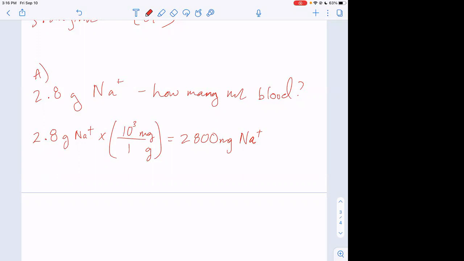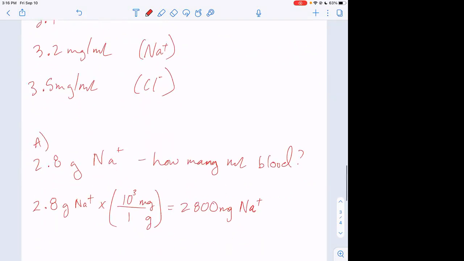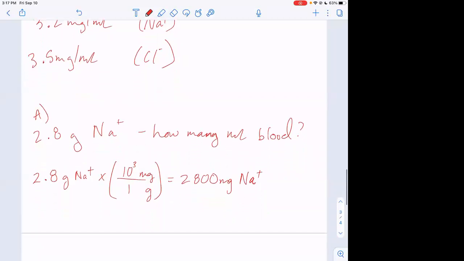So now what can we do? I need to scroll back up. Now we can use this relationship right here, because this says 3.2 milligrams of sodium ions is in 1 milliliter of blood. There's an understood 1 here. So we're trying to figure out what volume of blood would contain 2,800 milligrams of sodium ions. So anybody have a suggestion for what we need to do here? Go for it.